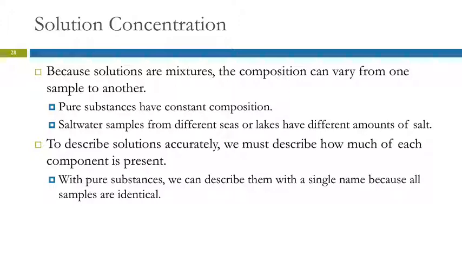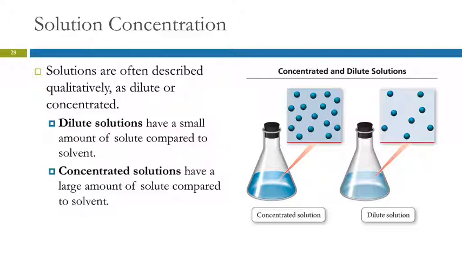We can't just describe a mixture or a solution with a single name. Pure substances, that works great because the composition is always the same, but we need some sort of a concentration designation for solutions. That can be a qualitative description, and these are the words we use for that. Dilute means it's a relatively small amount of solute compared to the amount of solvent. Concentrated means there's more solute.